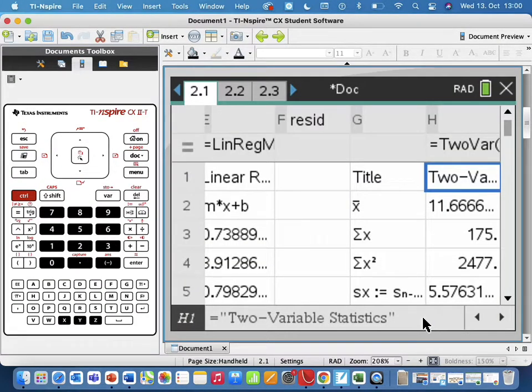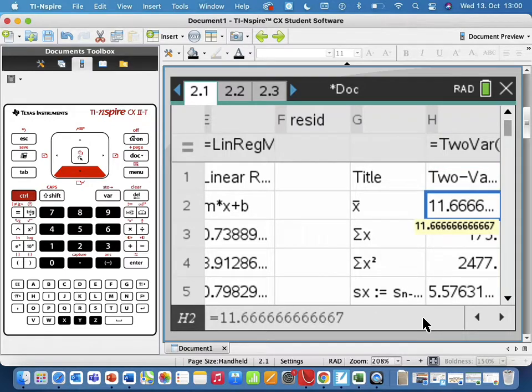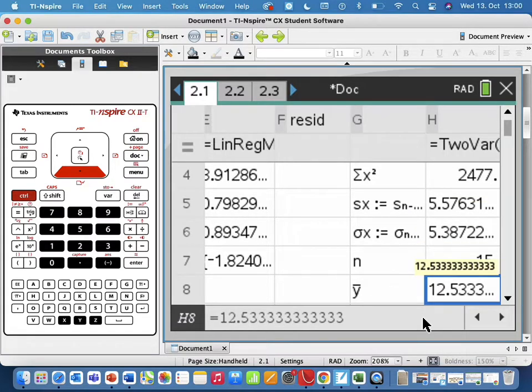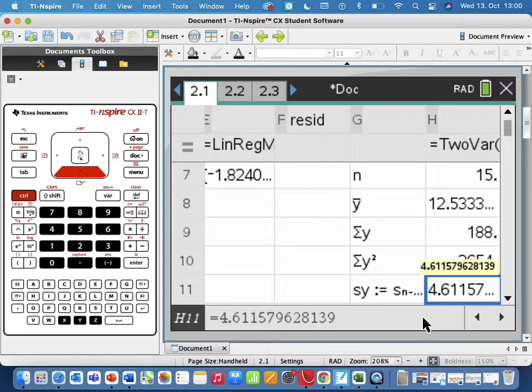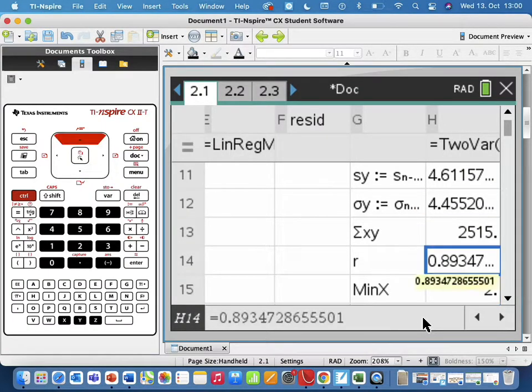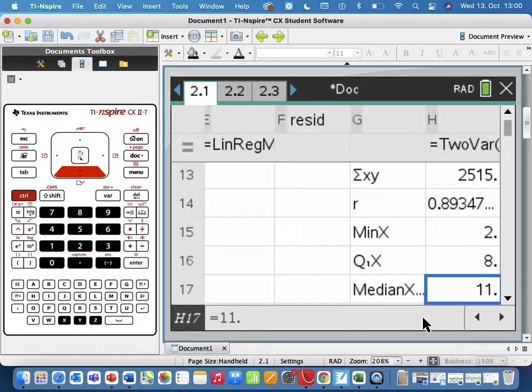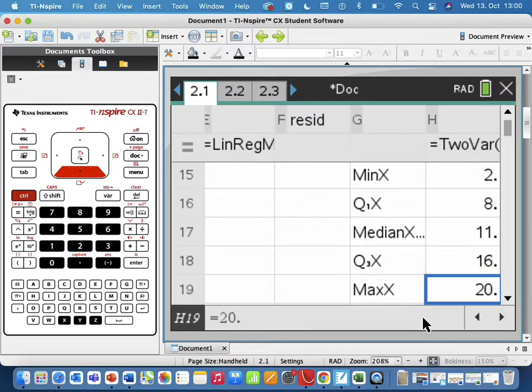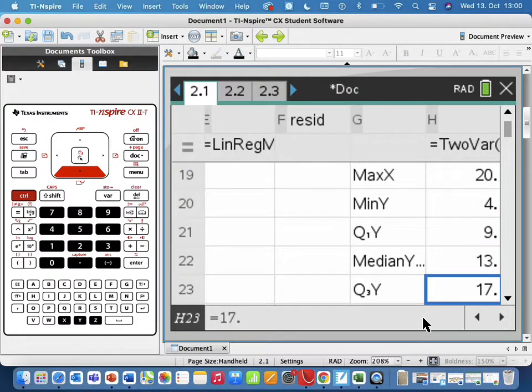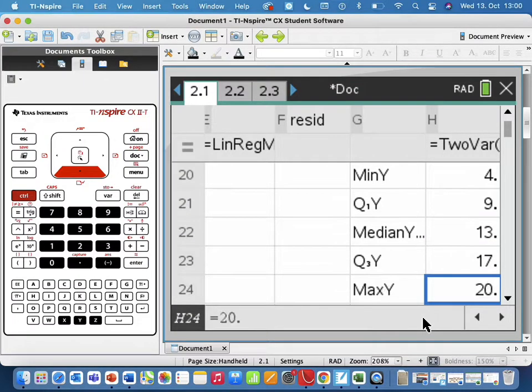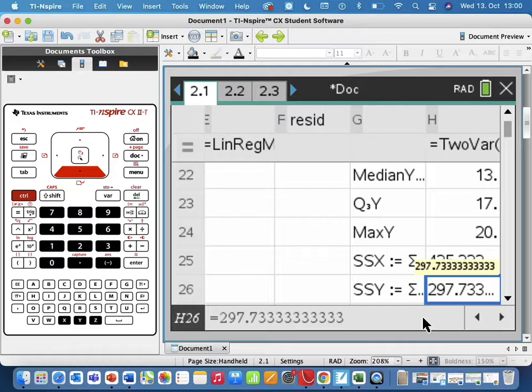Boom. So look, this x bar is the average score for test 1. And this y bar is the average score for test 2. So all interesting, right? Here we've got the R value, which is the same from before. Here we've got quartiles and medians for test 1. Here we've got quartiles and medians for test 2. So it's pretty comprehensive. And then lurking way at the bottom is SSY.